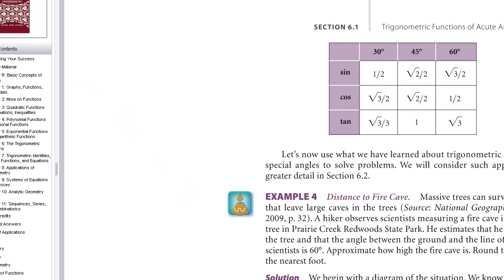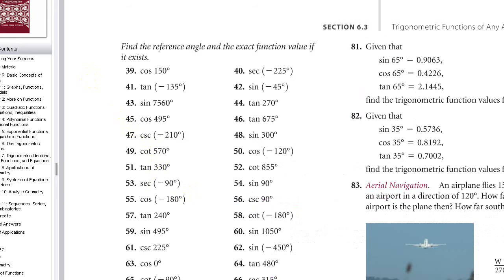Let's see about the problems on page 506, 517. Let's see which problems were. Problem 41, tangent of negative 135 degrees, and then problem 55, cosine of negative 180 degrees. The directions say find the reference angle and the exact function value if they exist. So we have two parts here.